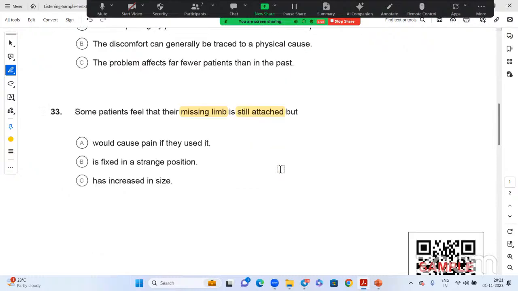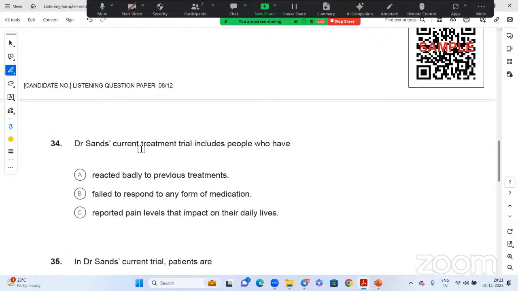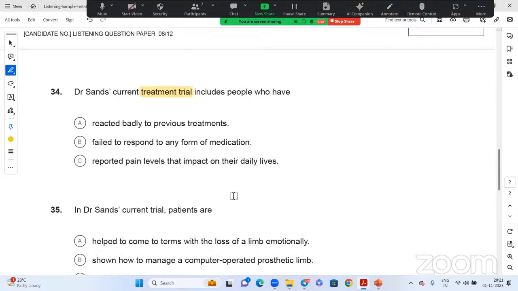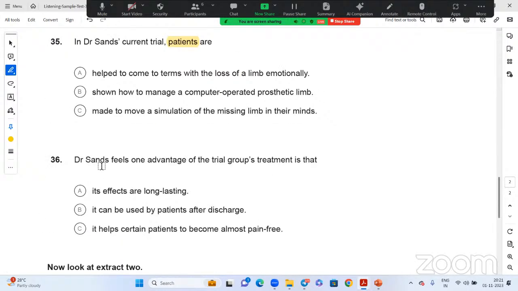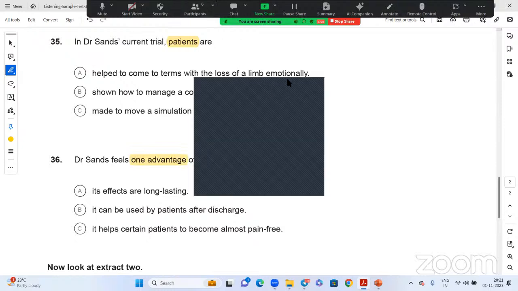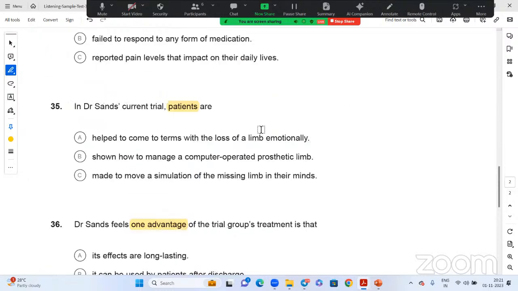Okay. And here, trial, treatment trial. Treatment trial. Okay. Here treatment trial, patients are. Okay. And one advantage, one advantage. So this is how we segregate the topics.